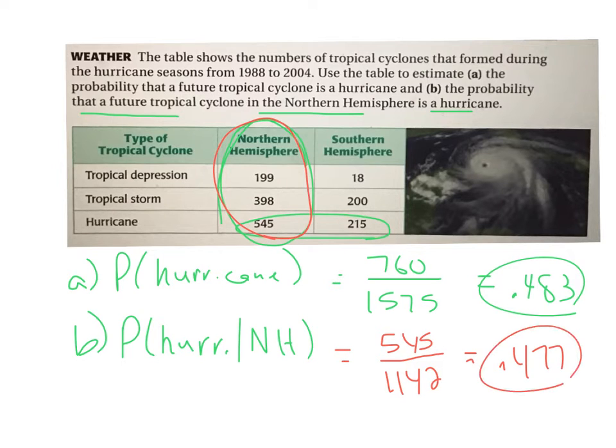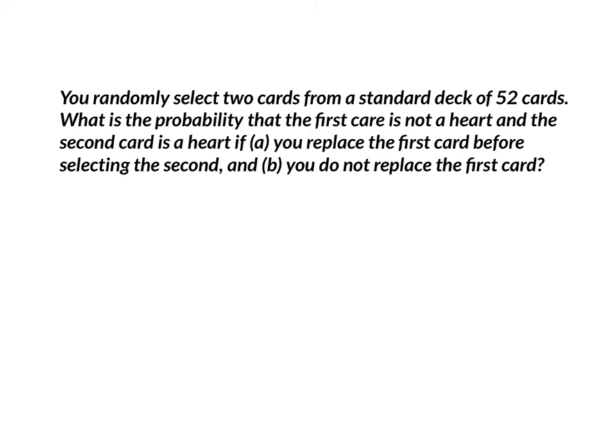So I need you to see the difference in those two. Part A just says the probability that a future storm is a hurricane, so you add everything up. But part B is the probability that the future cyclone in the northern hemisphere is a hurricane. So it gave you the condition that it had to be in the northern hemisphere, which means I just looked at this part of the table, which means it was given that it's in the northern hemisphere. It's conditional. There's a condition there. All right, try another one.